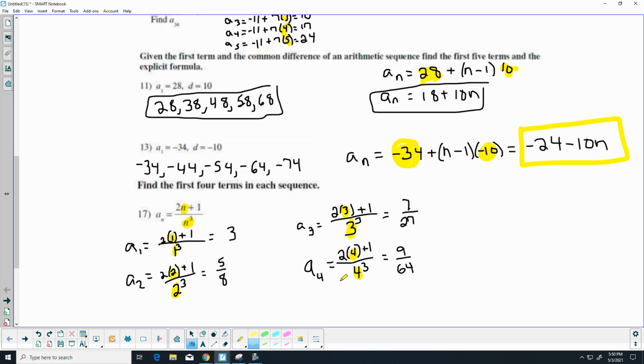Here, I needed to find the first 4 terms. I know a couple people in class had trouble with this because there's an n in the numerator and the denominator. Don't overcomplicate it. You're just going to put 1 in for the numerator and the denominator. Then for a sub 2, put 2 in for the numerator and denominator, and so forth. You should get 3 5/8, 7 27ths, and 9 64ths.